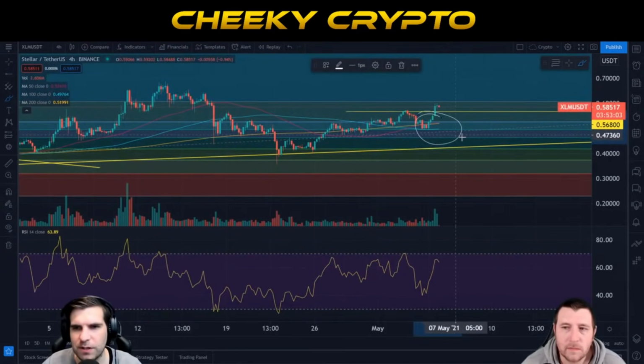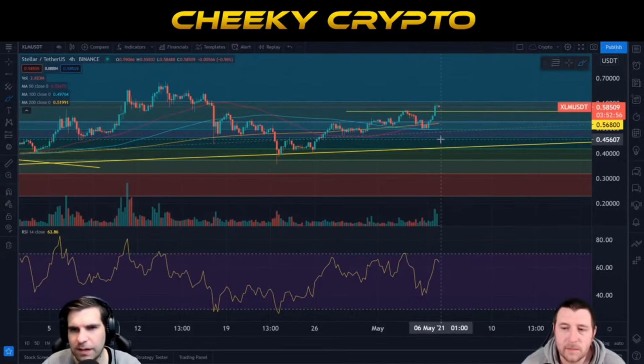And obviously we do have the 50, the 100 and the 200 moving averages just there below the candles, and they are actually just below that 786 line. So everything there to play for on this 4-hourly chart.